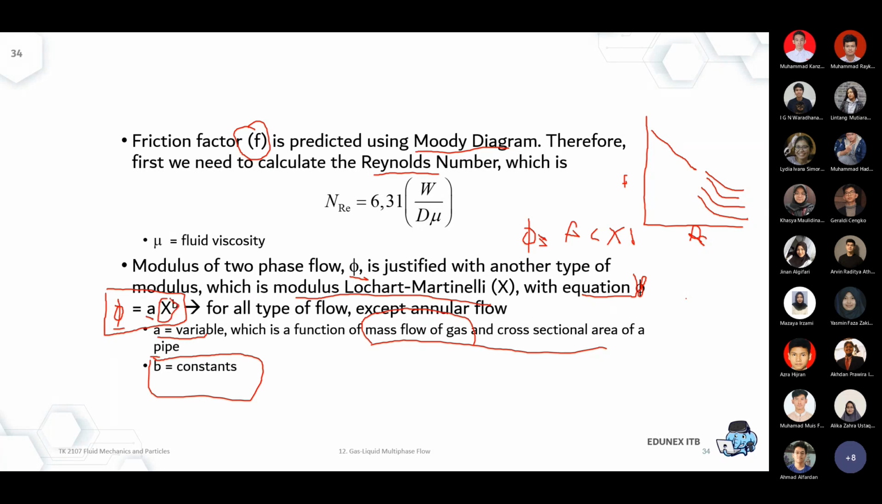The important part is you need first to calculate X, the Lockhart-Martinelli modulus, coming from the ratio of the liquid versus the vapor inside the pipeline. Remember, the assumption that it's a pure vapor is only the initial point, the starting point. Then in the Lockhart-Martinelli method, this is where we accommodate the proportion of the gas and the liquid.